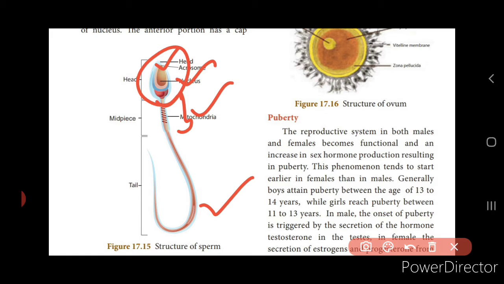Here you can see a short neck-like structure. This connects the head and the middle part. The middle part consists of mitochondria because it needs energy, because the sperm is mobile, and for sperm mobility the mitochondria provide the energy, and the movement of the tail also takes place with the help of this energy. So the sperm moves. Sperm mobility is essential for fertilization.